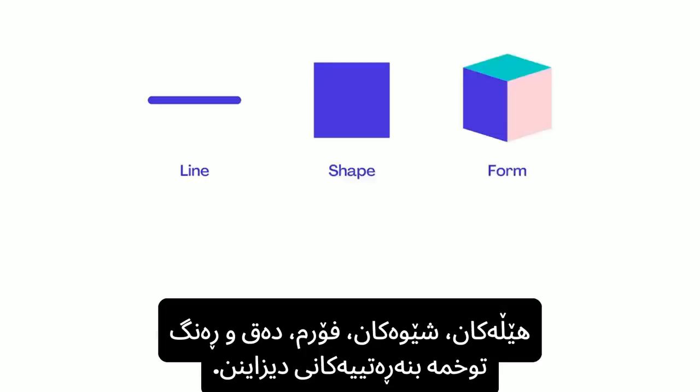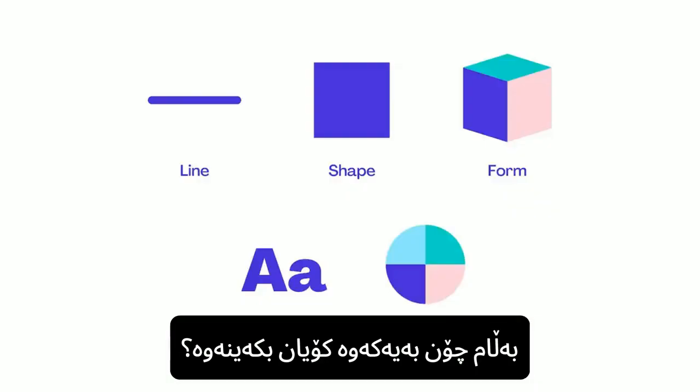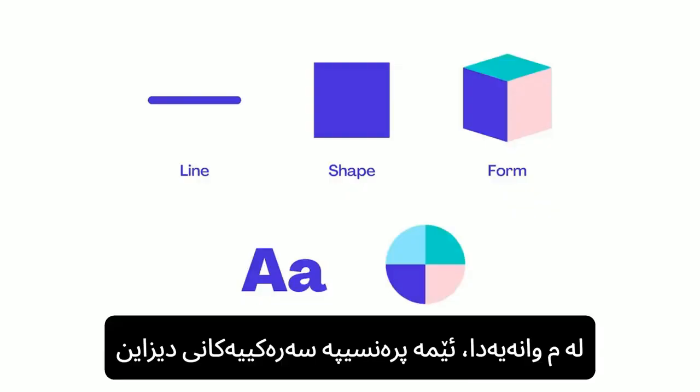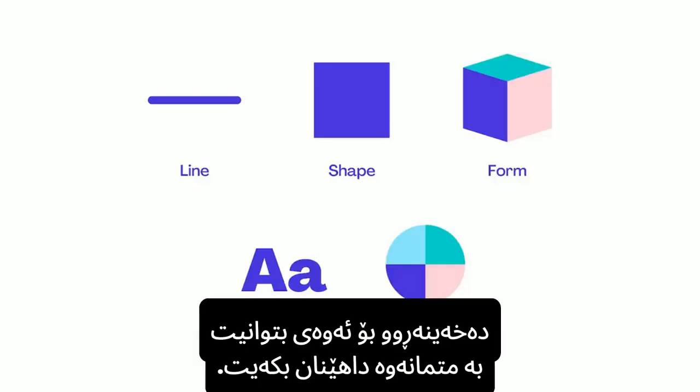Lines, shapes, form, text, and colour are basic design elements, but how do we bring them together? In this lesson, we introduce key design principles so you can create with confidence.